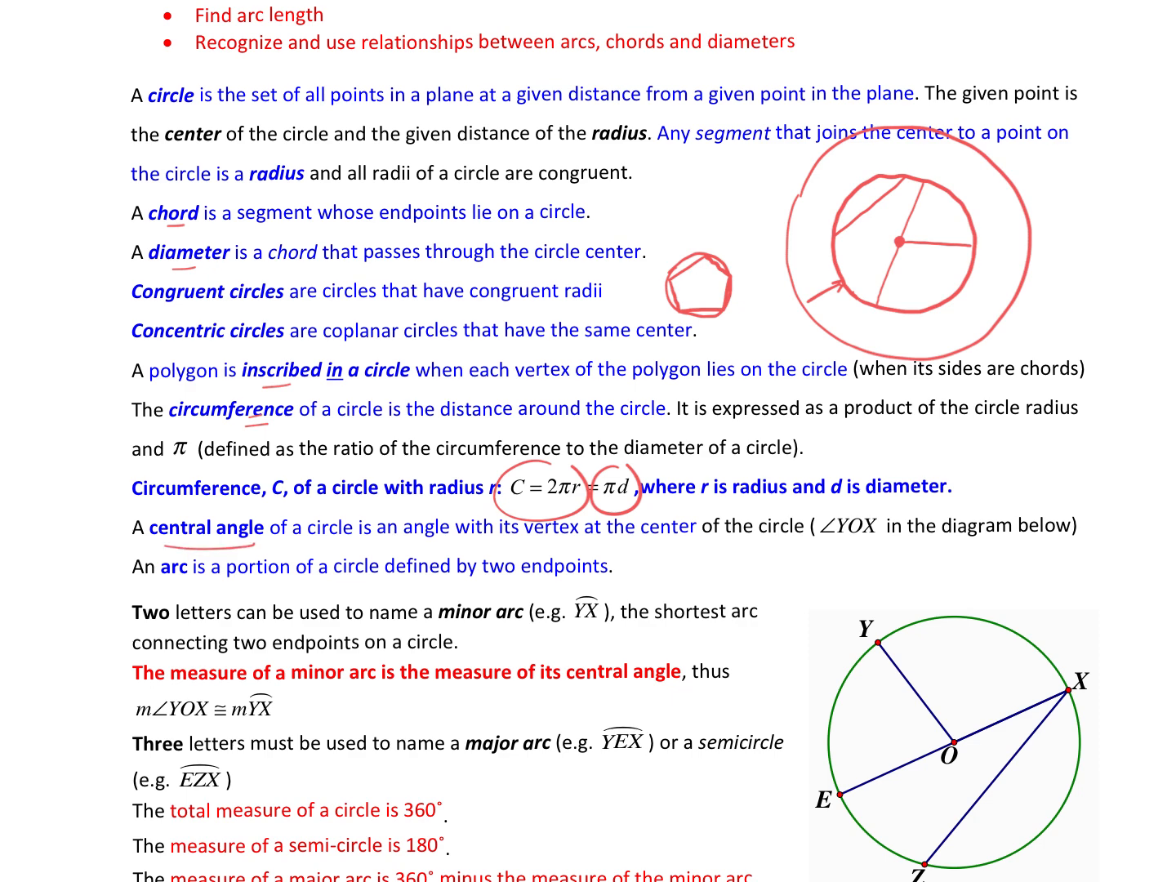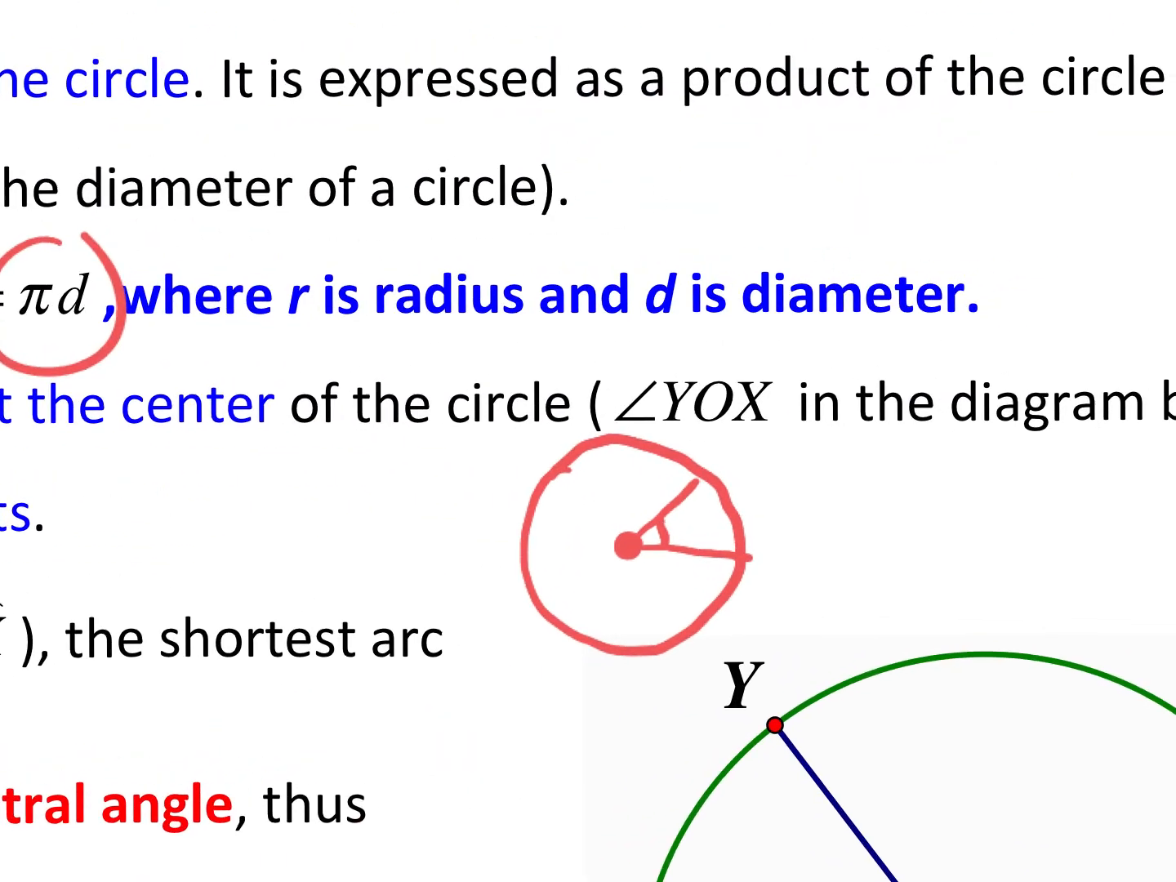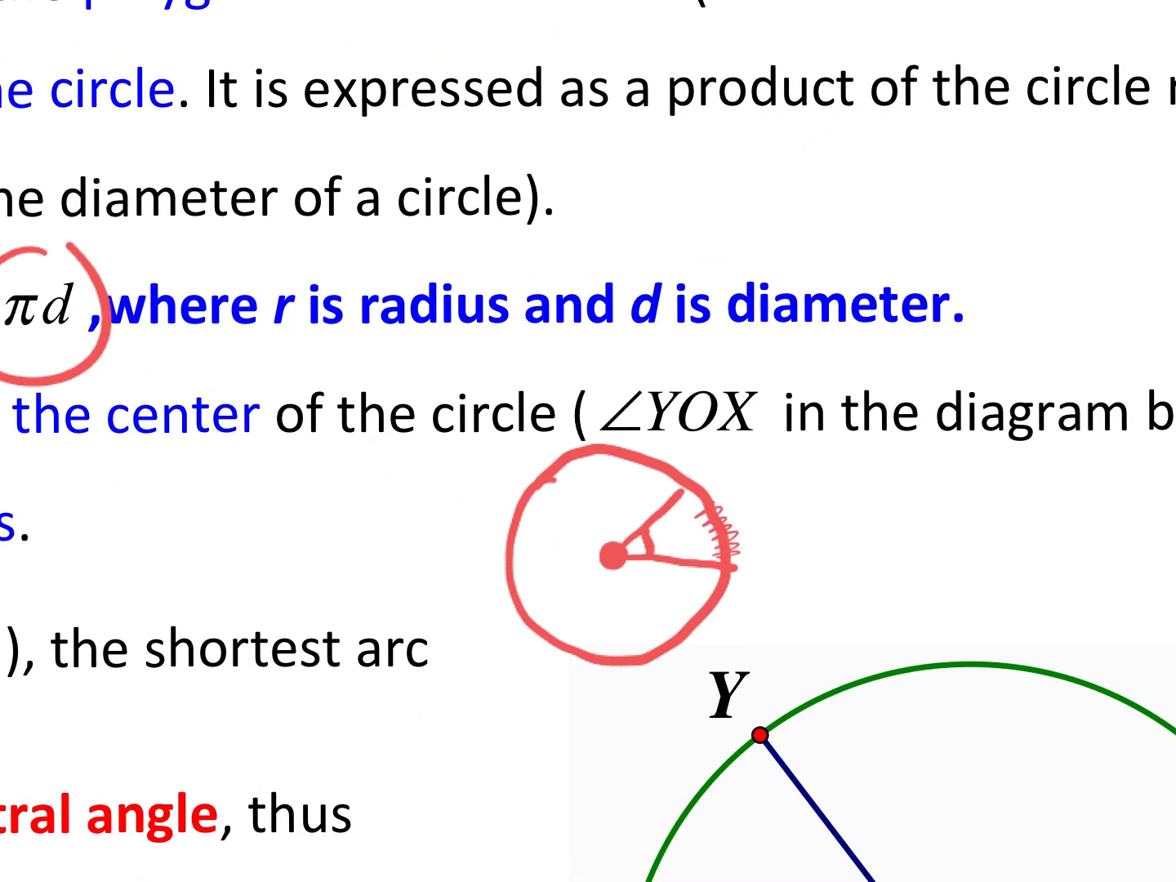Central angle. Most of the stuff in this unit is about angles. That's probably going to surprise you. A central angle is the angle like that. It's the angle found at the center, so it's a pretty good name for what it is. And an arc is this business right there.